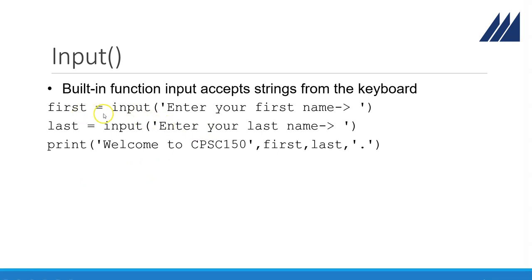Well, again, it's different than print. Print is going to display. The input function is going to display a message and wait for the user to type in something. In this example, type in the first name. After the user types in the first name, this function is going to assign the value entered by the user to the variable first. So first is going to hold whatever value is entered by the user.